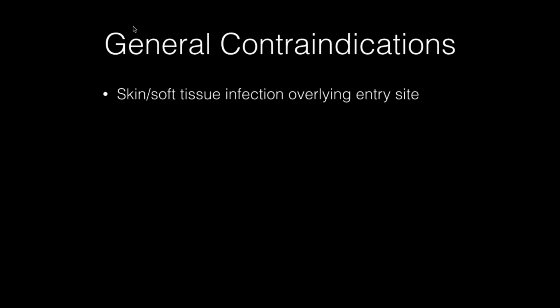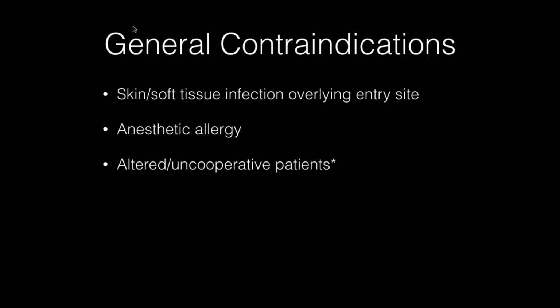General contraindications to nerve blocks, which are relevant for lower extremity nerve blocks as well, mainly are going to be skin or soft tissue infection overlying the entry site where you're going to traverse with your needle, so that you don't introduce bacteria into deeper structures. That and an allergy to the local anesthetic that you intend to use are the hard contraindications. Certainly if you were otherwise planning to use an amide, you might be able to transfer over to an ester, but an allergy to the agents involved is a hard contraindication for obvious reasons.